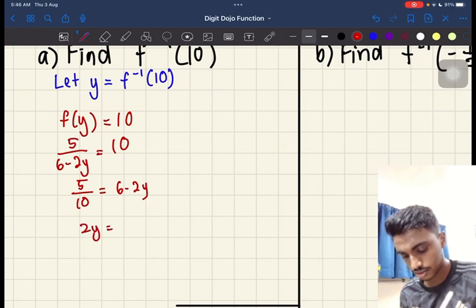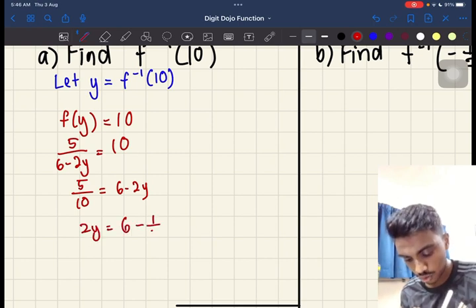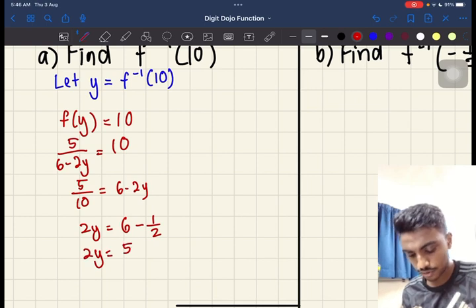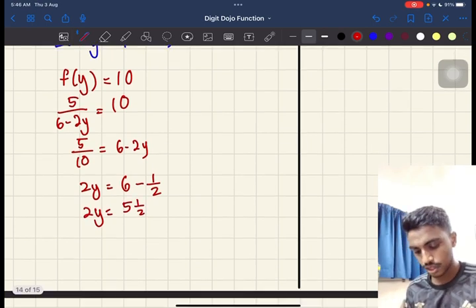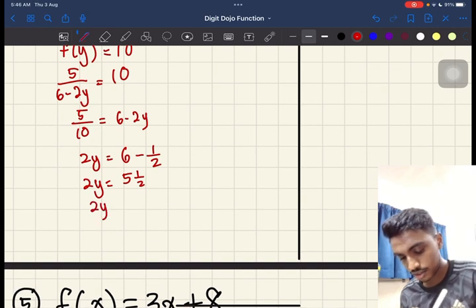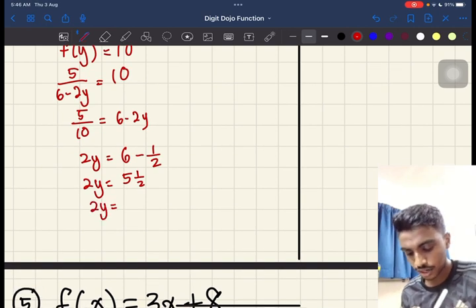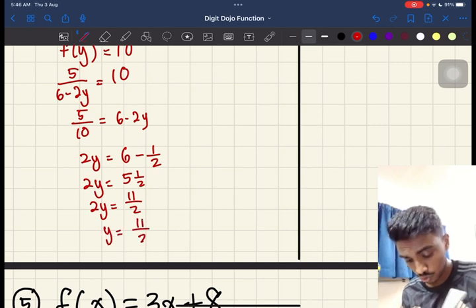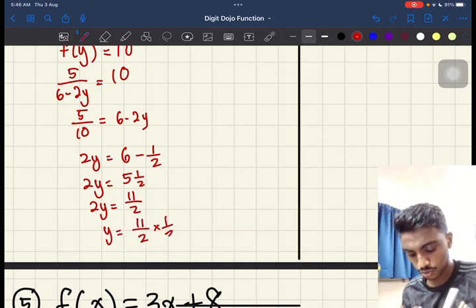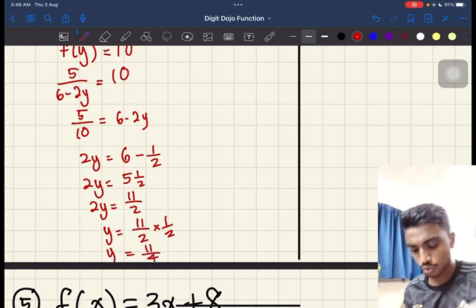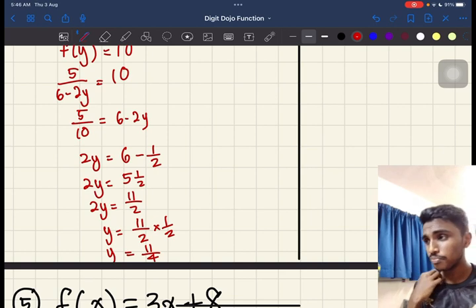2y is 6 minus 1 over 2, which is 5 1 over 2. And 2y is 5 times 2, 10, plus 1, 11 over 2. Y is 11 over 2 times 1 over 2, which is going to give you 11 over 4. So y is 11 over 4.